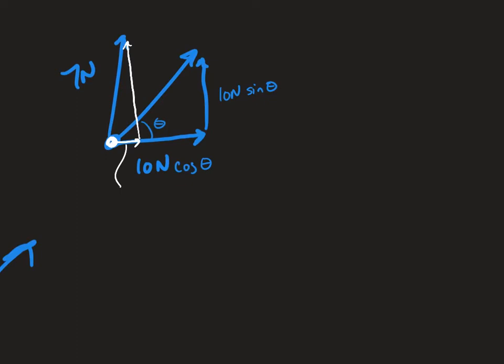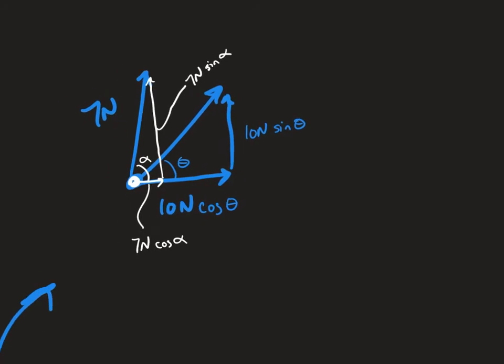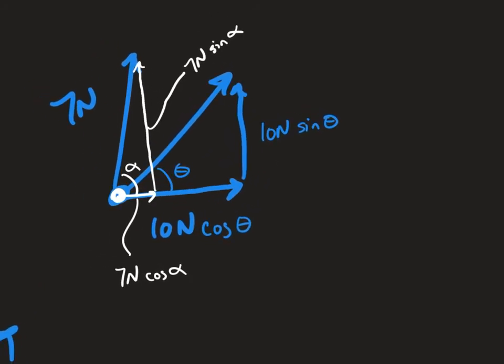This is 7 newtons cosine of, what did I call it? I don't know what I called it. Alpha, sure. Cosine of that angle, alpha. And this one right here is 7 newtons times the sine of alpha. So what we're doing when we add these vectors is taking the parts and adding them up individually.